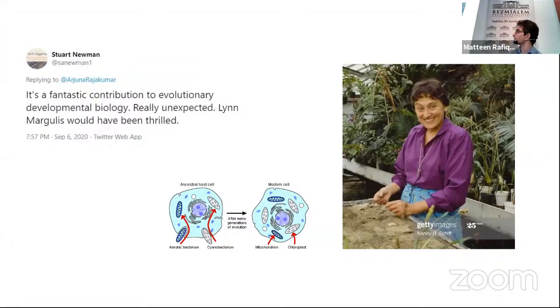scientist, Stuart Newman, who said that it's a fantastic contribution to evolutionary developmental biology. Really unexpected, Lynn Margulis would have been thrilled. She passed away a few years ago. She was the person who proposed this symbiogenesis theory. And today she would be proud that actually someone, in fact, showed the mechanism through which this can happen. Here's a representation of the step that she had proposed in one of her works.